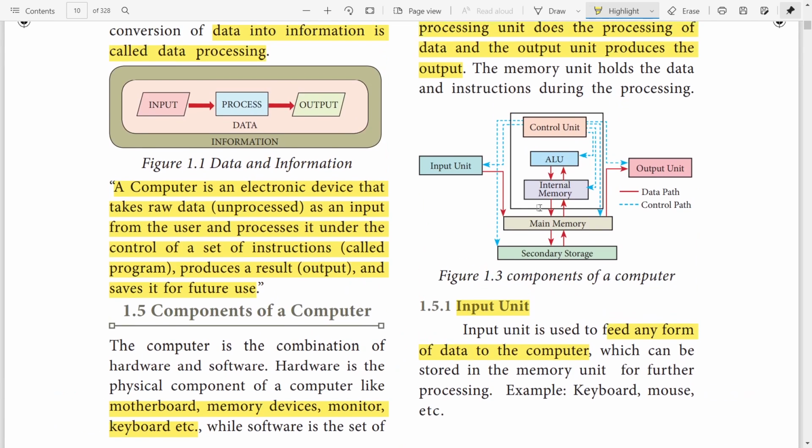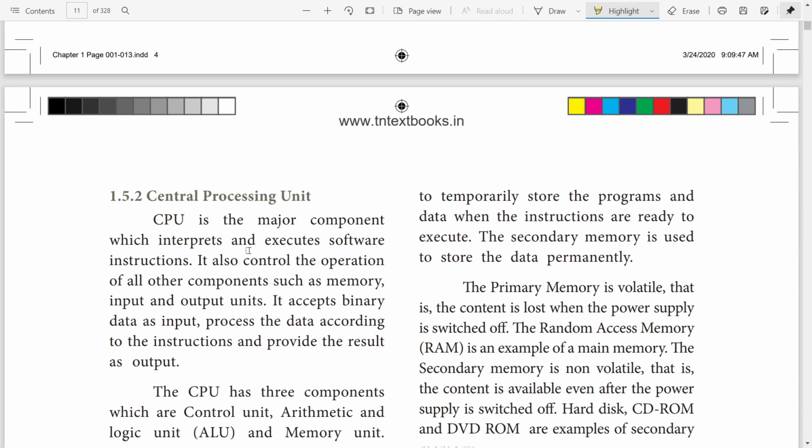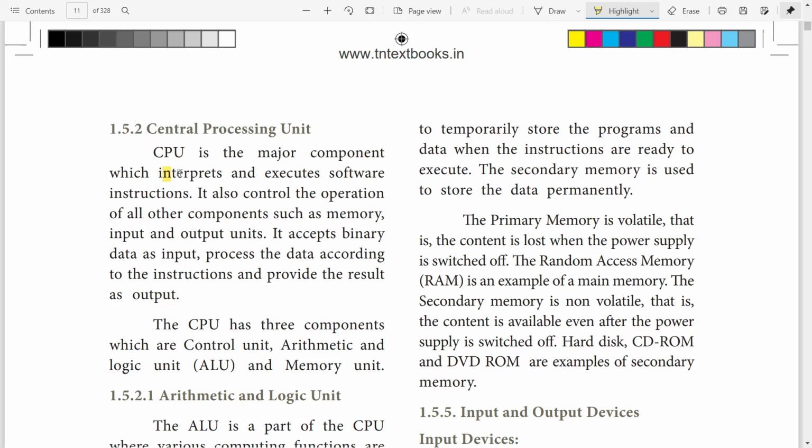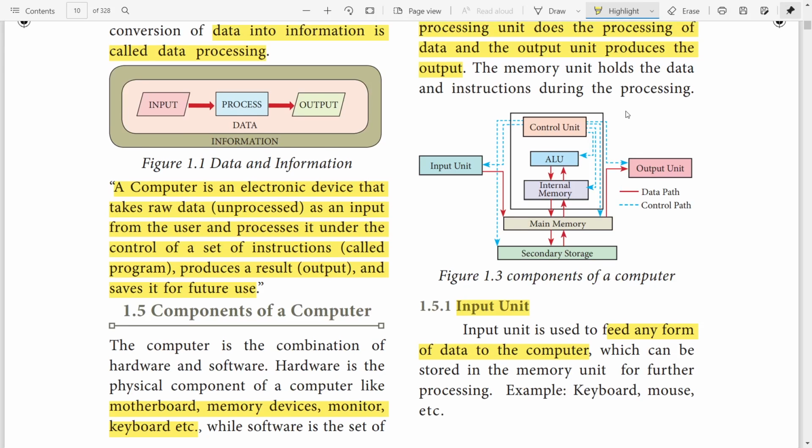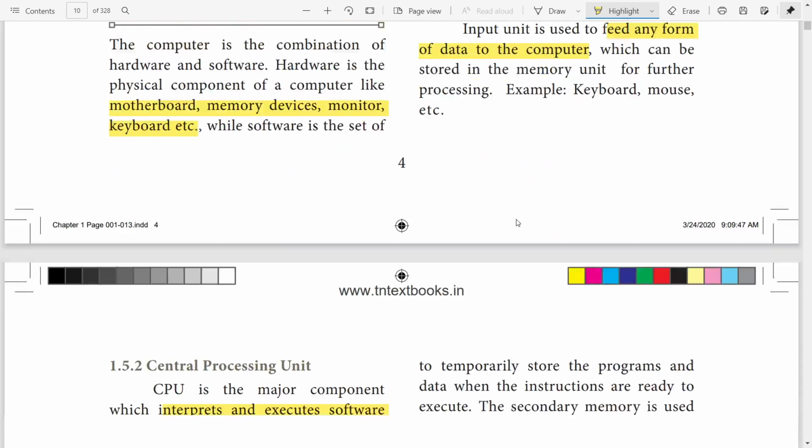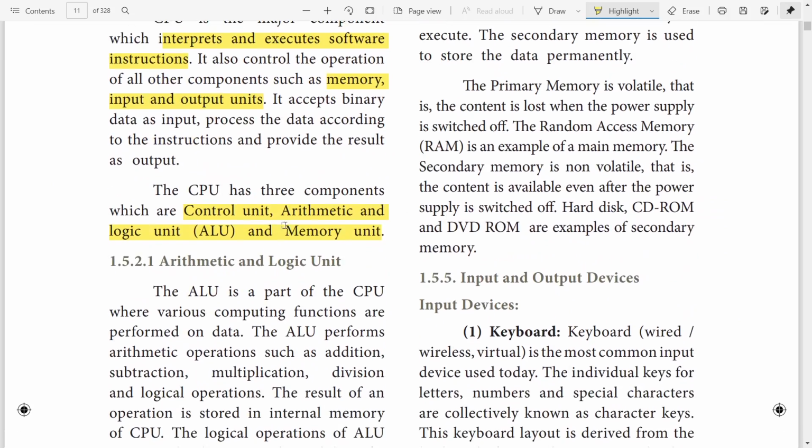CPU. What is CPU? These are collectively called the central processing unit. The major component which interprets and executes software instructions. It also controls the operation of all other components such as memory, input and output units. It accepts binary data as input, processes the data according to the instructions and provides the result. The CPU has three components: control unit, arithmetic and logic unit, and memory unit. These three are called the CPU, central processing unit.